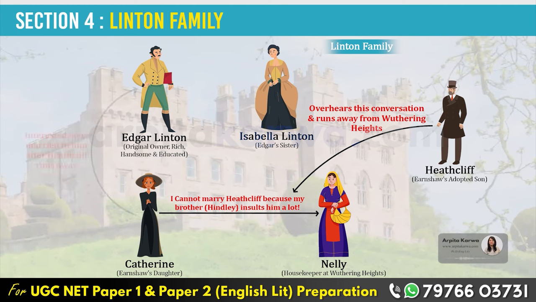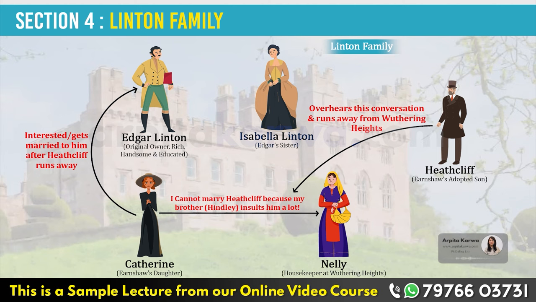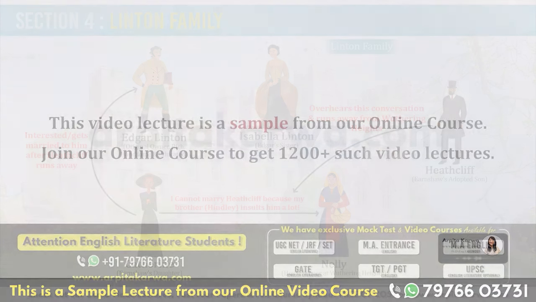After Heathcliff ran away, Catherine got extremely lonely and she got married to Edgar. And after the wedding, Catherine moves to Thrushcross Grange. So from Wuthering to Thrushcross, maika to sasural ho gaya hai ab uska Thrushcross Grange.